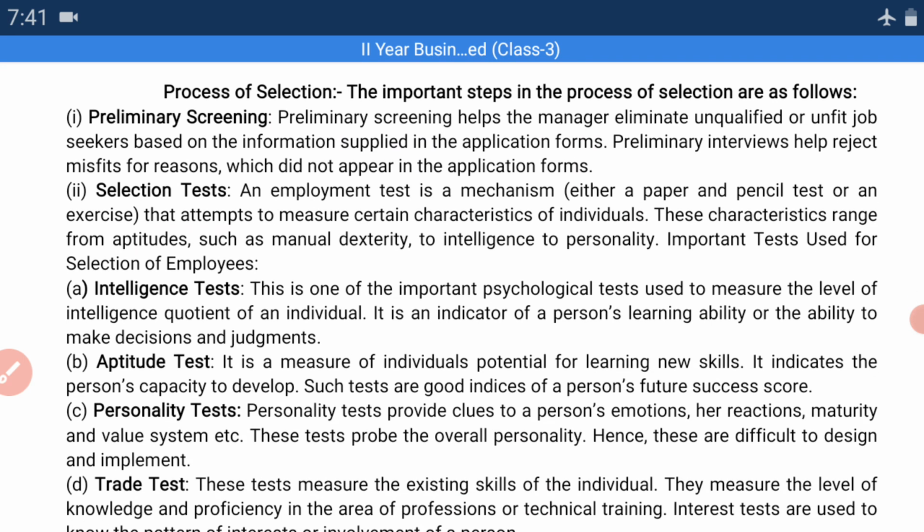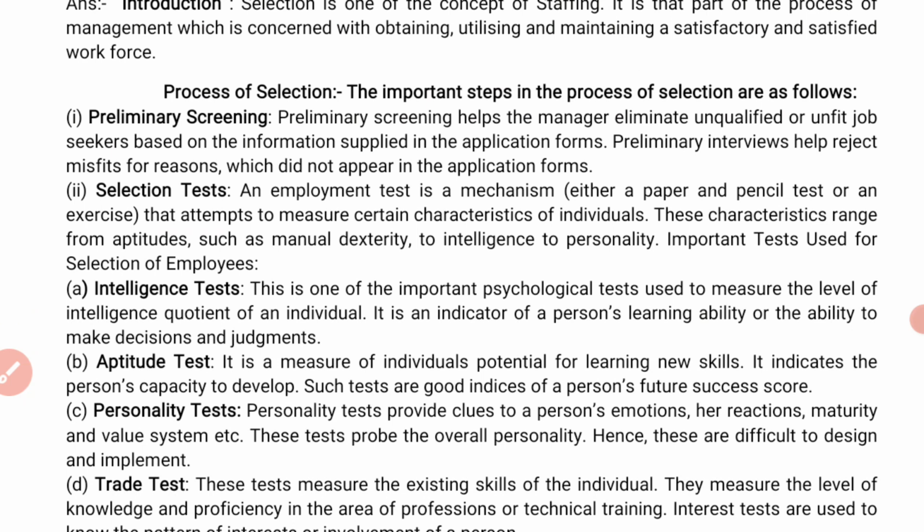Primary screening means it helps the manager to eliminate unqualified seekers based on the information supplied in the application forms. So preliminary interviews help reject misfits for reasons which did not appear in the application forms. Preliminary means primary, meaning it is basic. First, preliminary screening is to be done. Means primarily we are going to do the screening before making the selection. First you have to make the screening of what does not appear in the application forms.